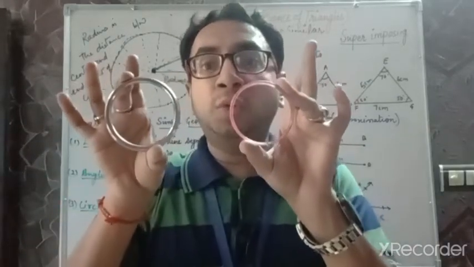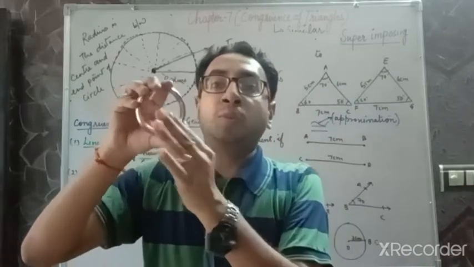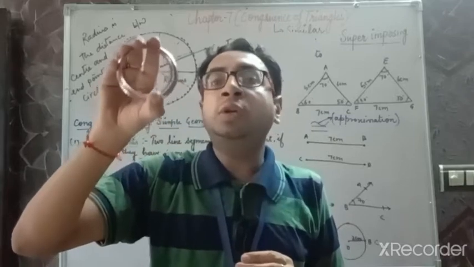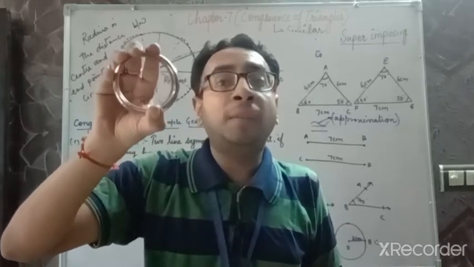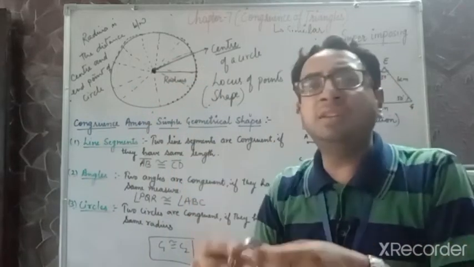Are they congruent to each other? No. If you see clearly, they are not superimposing each other. The pink color bangle is not able to cover the steel bangle, the metal bangle. Hence they are not congruent to each other because their radius are not same. That is why they are not congruent.